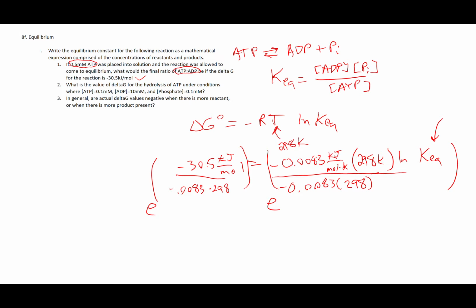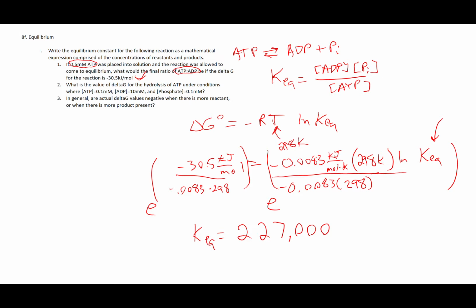All right, and so we end up with the equilibrium constant equaling 227,000. I'm just going to round. It's a very large KEQ. All right, just as a quick check, is this what we'd expect? Well, a very negative delta G, negative 30.5. So this reaction will be spontaneous and head towards the right.